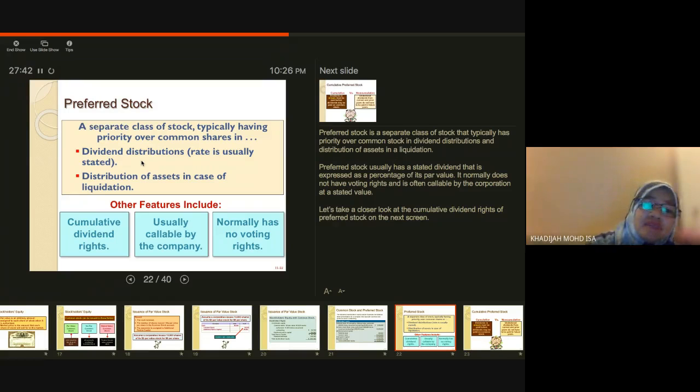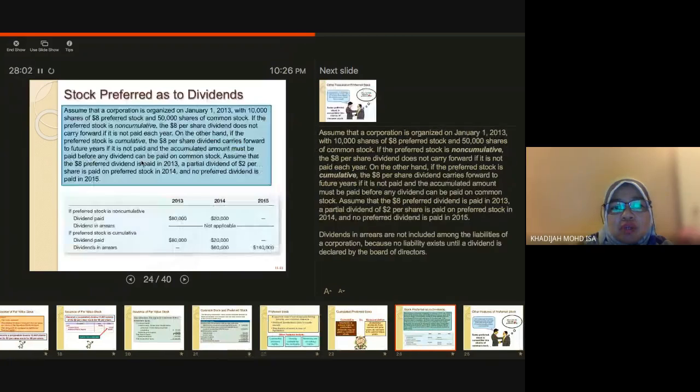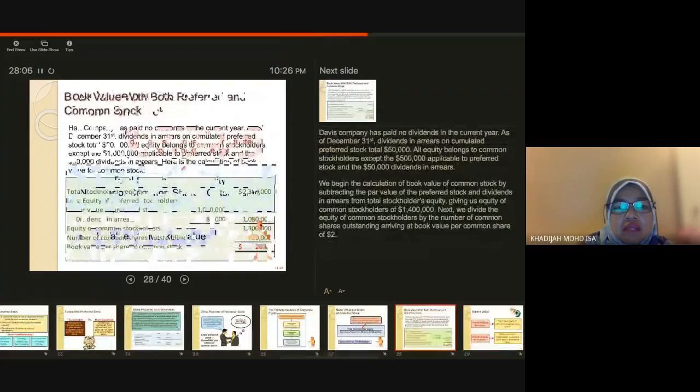So normally if we're talking about company, if an individual is a preferred stock shareholder, they have no voting rights. They have stock in the company, but they don't have a say in the company. Alright, that's why they have no voting rights. So this is the type of cumulative and non-cumulative. Okay.